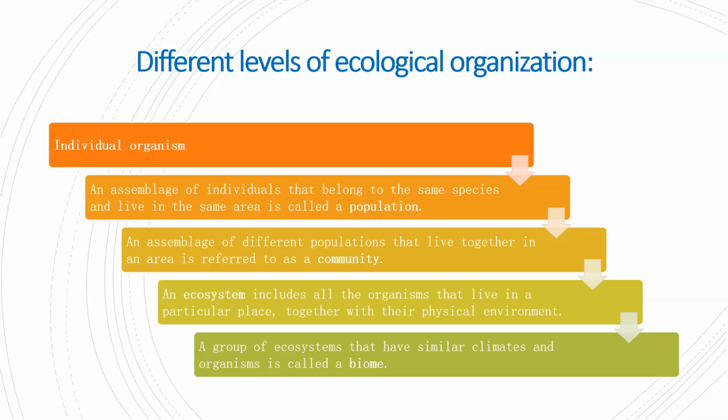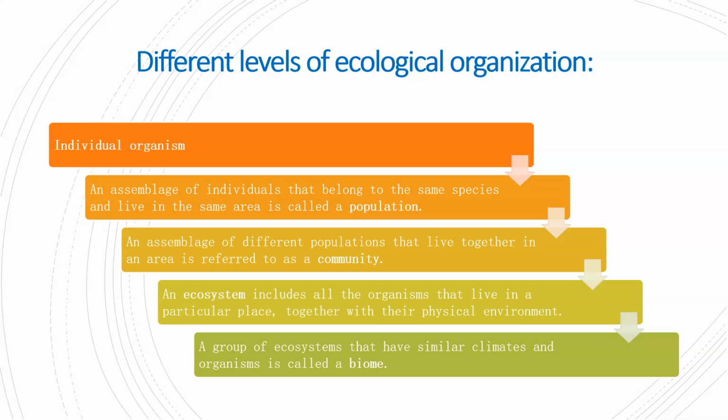Now, there are different levels of ecological organization. First of all, we have the individual organism. And then when we get a bunch of individuals that belong to the same species and live in the same area, we call that a population. And then we have different populations living together in the same area. We call that a community.